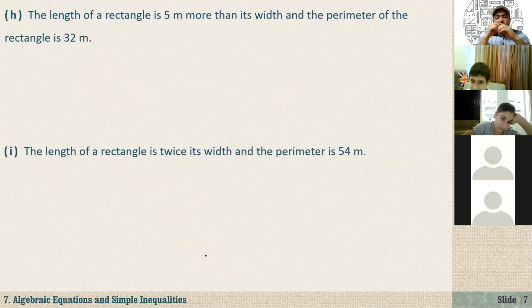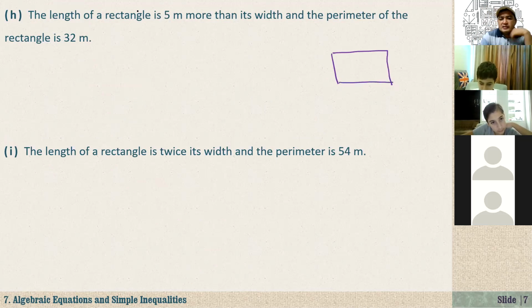Okay, question H. Tariel, read the question. The length of a rectangle is 5 meters more than its width, and the perimeter of the rectangle is 32 meters. In this kind of question, especially geometry questions, guys, I suggest you draw a picture or a diagram or a figure, whatever it is. It helps you understand better. Let's say we are talking about this rectangle. The length is 5 meters more than its width. Let's say its width is W. Then its length should be W plus 5. And the perimeter of the rectangle is 32.